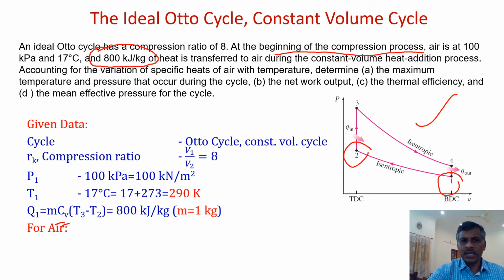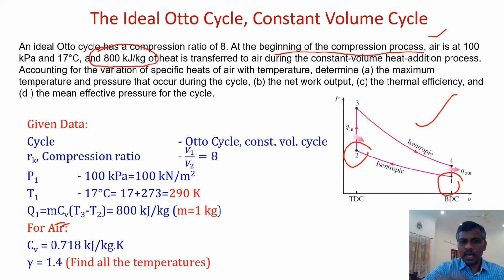And it's an air standard cycle, and it is given air. For air, you know the properties, you should know all these 3 values. Ratio of specific heat, gamma is 1.4, CP is 1.005 kilojoule per kilogram Kelvin, and CV is 0.718 kilojoule per kilogram Kelvin. These are very, very important things you should know by heart. Let us try to find out all the temperatures, because once the temperature is known, you can calculate efficiency, work net, and all other things immediately.